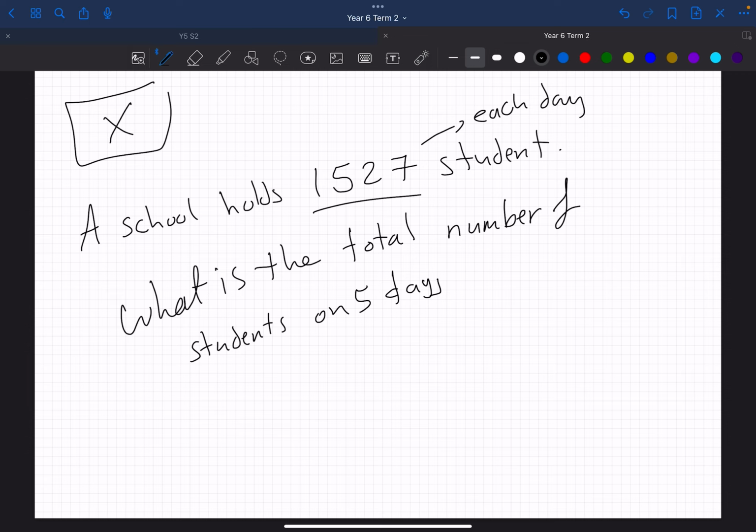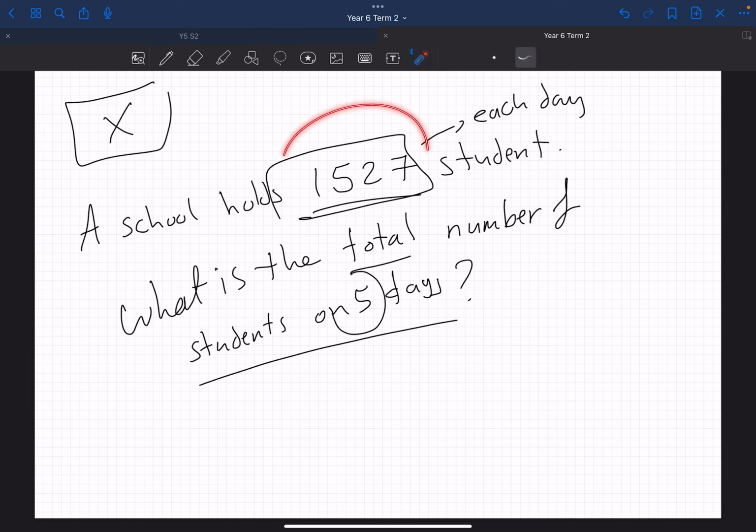So in each day, I have 1,527. Now, on 5 days, what's the total number? Multiplication, of course. Take this number, multiply by 5. Come on, total. So it's going to be a bigger number. How can I make this bigger number?